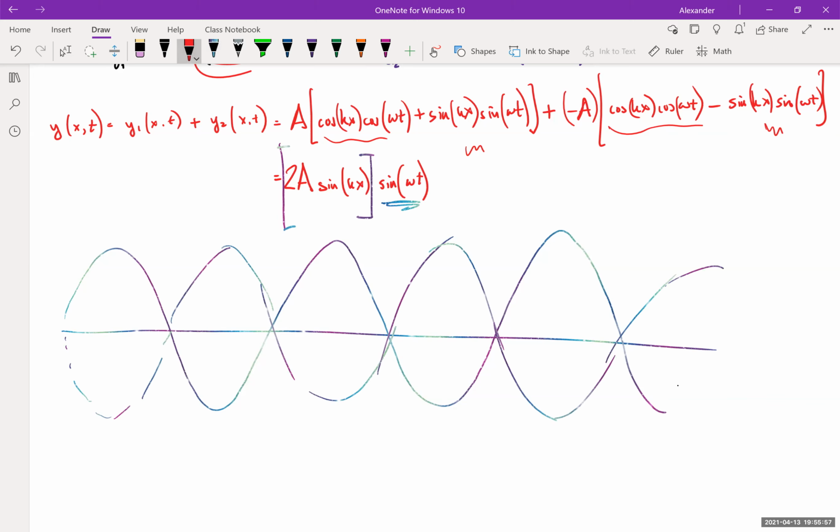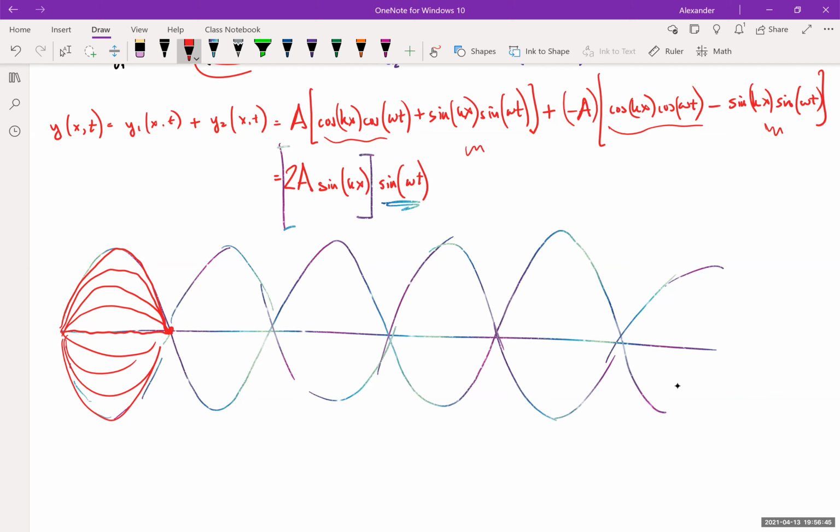So our string along here oscillates between two amplitudes. But at this point, it oscillates with no amplitude, because the function that multiplies sine omega t is 0 there. The spatial dependence of this thing isn't time varying. We've separated them. The spatial dependence, the curvature of this thing, is what it is. It's fixed.